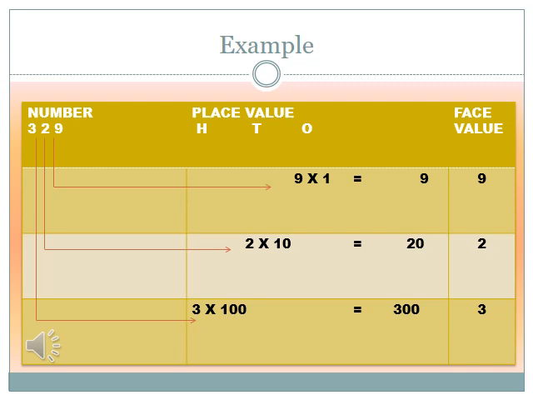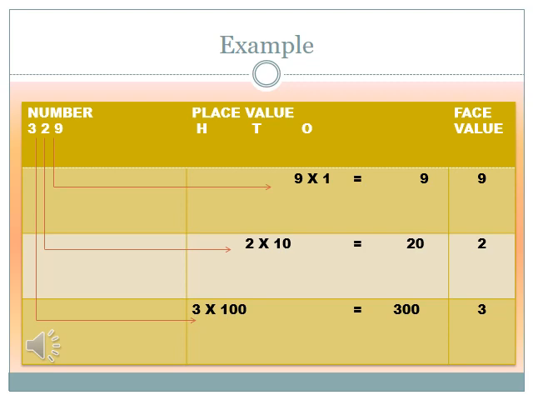Let's understand the topic with an example. I have taken the number 329 and we have to find place value and face value of all three digits. So, as I told you, the face value of a digit in a number is the digit itself. Hence, face value of 9 will be 9, face value of 2 will be 2, and face value of 3 will be 3. Children, to get place value, we have to multiply the digit with its place.